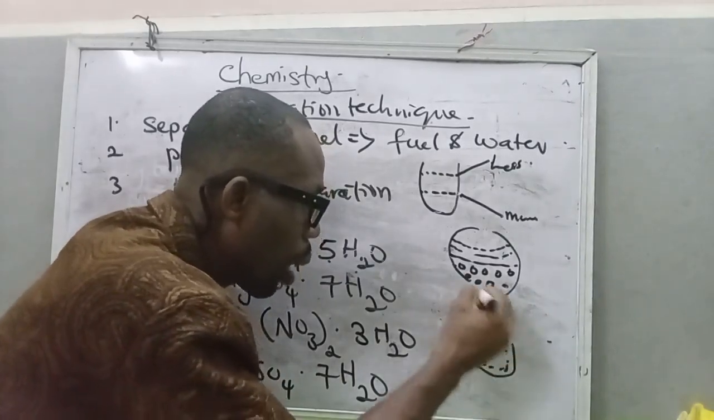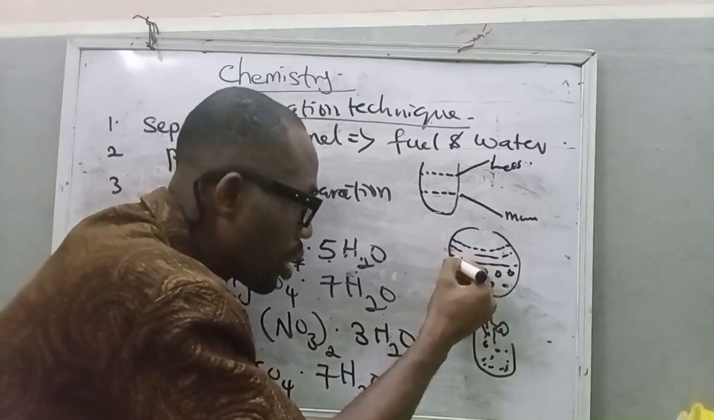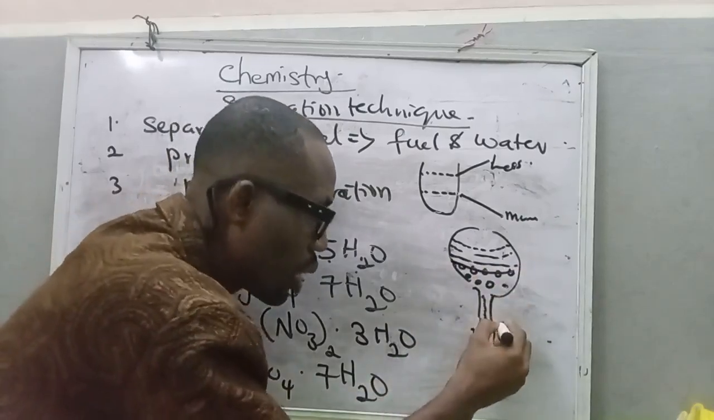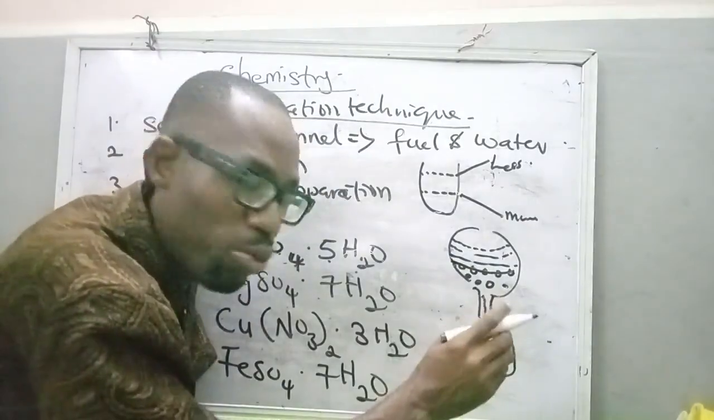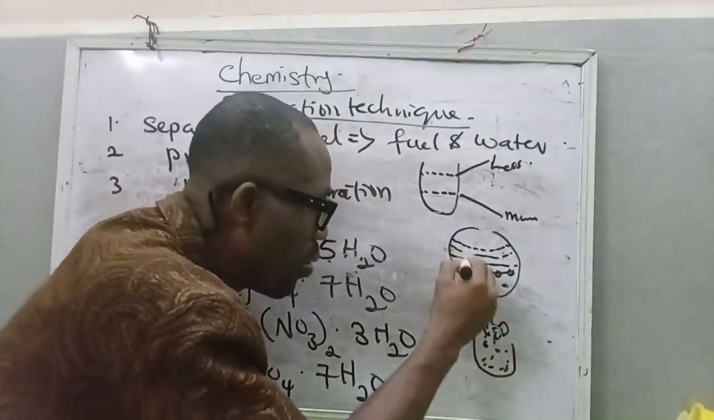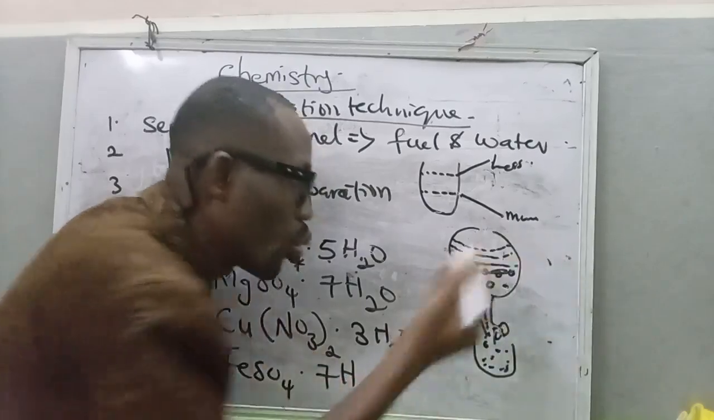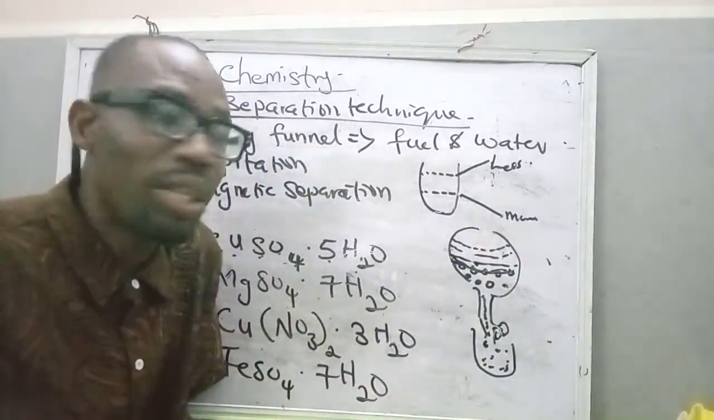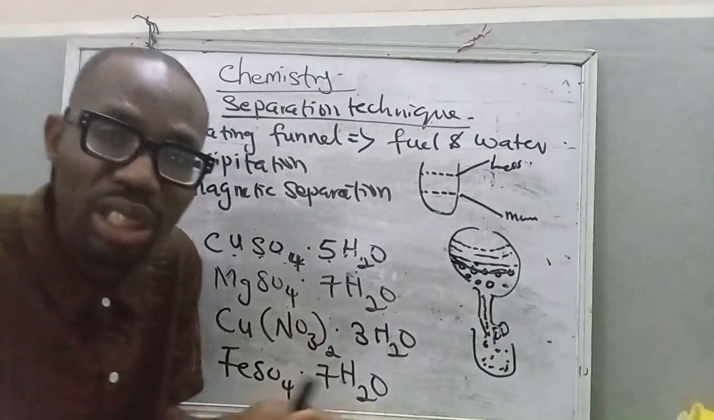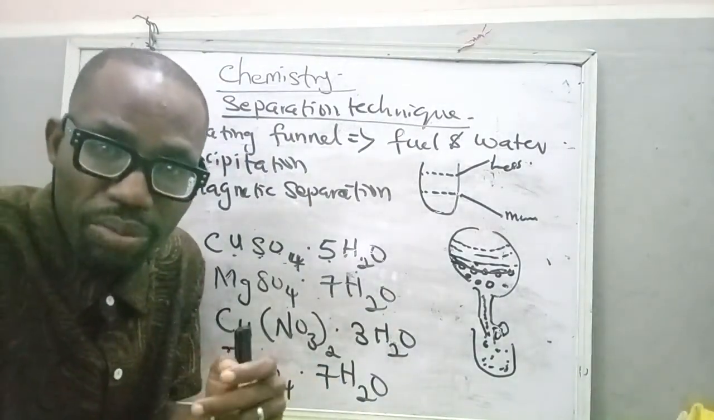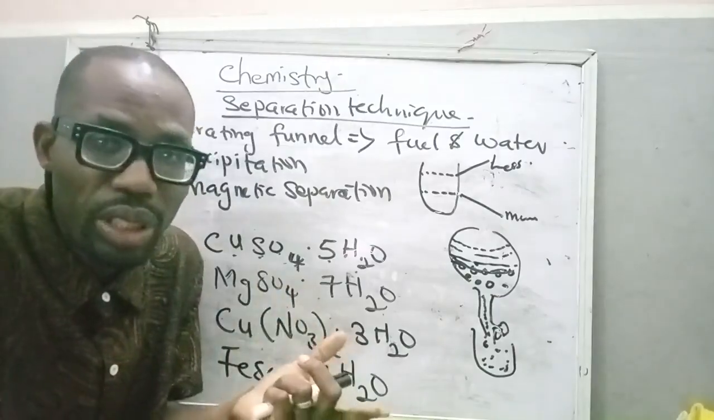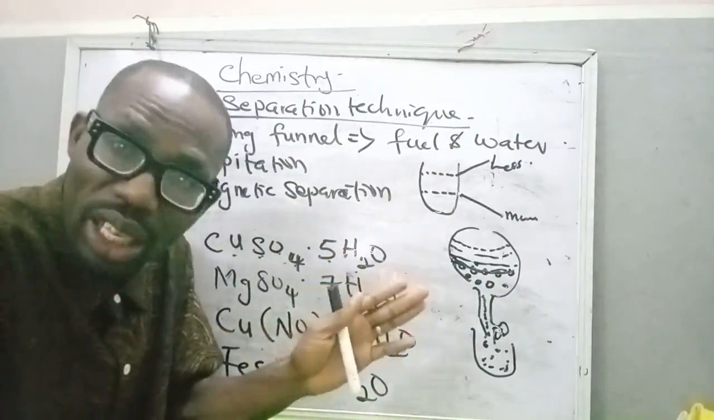As it drops, what happens? This water will be separated, meaning the water will be tapped off, and then this tap will close, leaving only the fuel, which will now be poured into another container. So the separating funnel is used to separate two immiscible liquids. Example is petrol and water. I hope that is very clear.